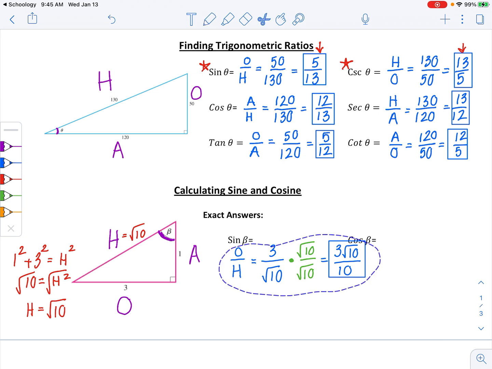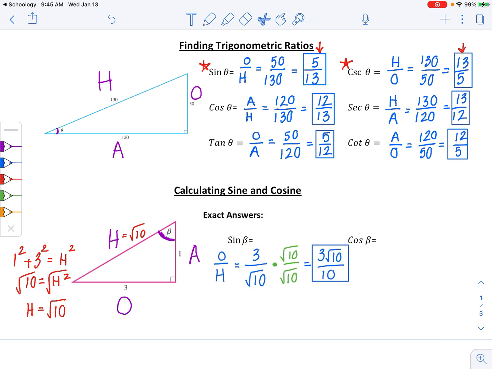I'll actually move it a little bit more out of the way. This is what we have to do. It's called rationalize the denominator. Okay, you have to do this. I will not allow you to keep a square root in the denominator.